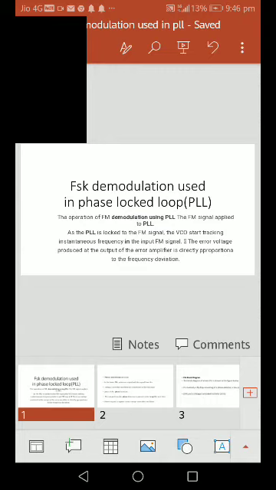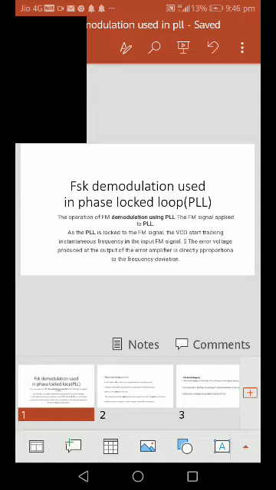FSK demodulation used in phase lock loop PLL. The operation of FM demodulation using PLL. This technique is used for FM signal generation applied to the phase lock loop.